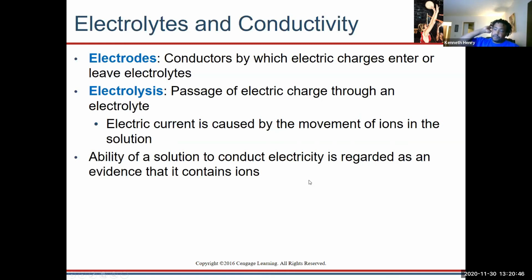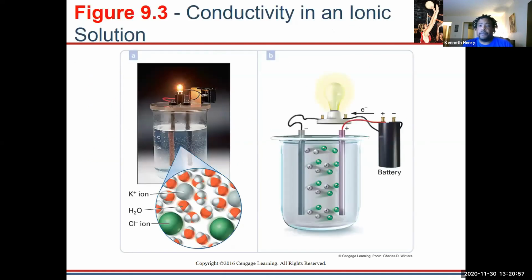And then the ability of a solution to conduct electricity gives us evidence that there are ions available for that conduction, right? And so this is basically how it works. If you guys take a look.